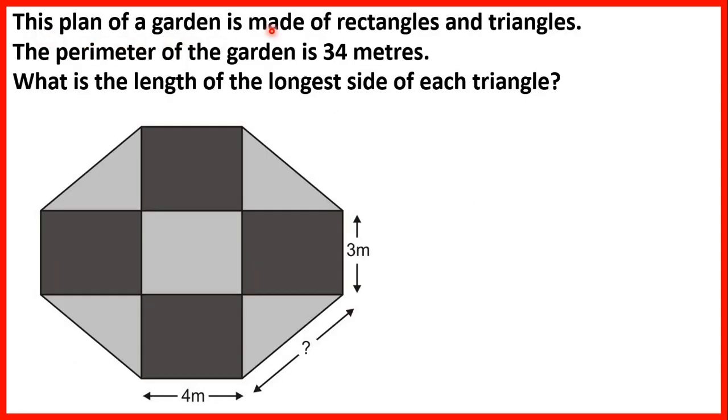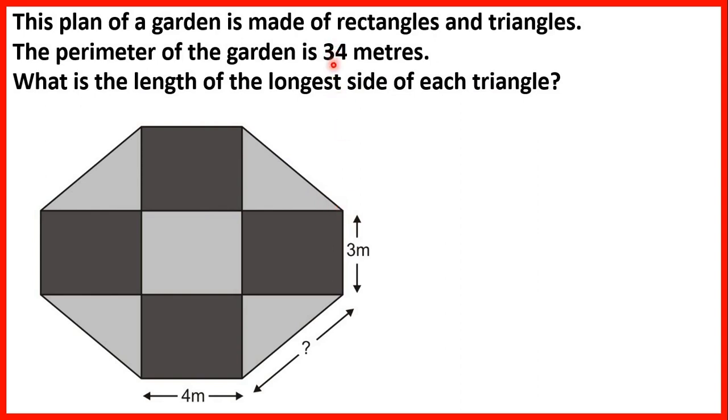This plan of a garden is made of rectangles and triangles. The perimeter of the garden is 34 meters. What is the length of the longest side of each triangle? So we need to find what these lengths here are.